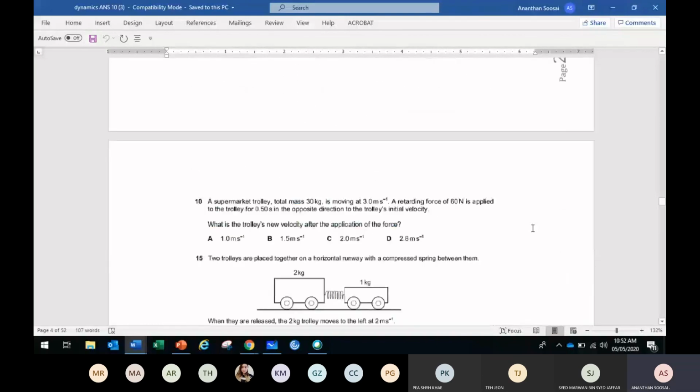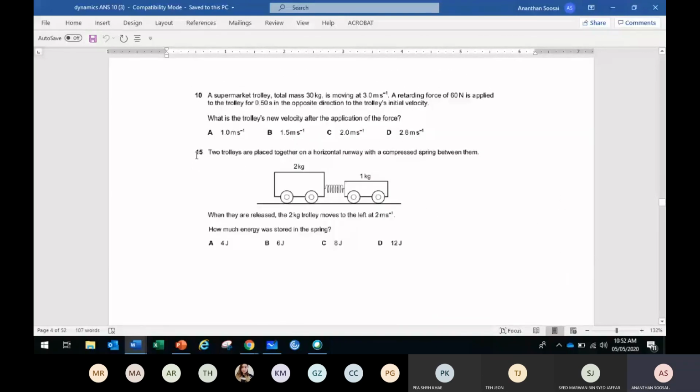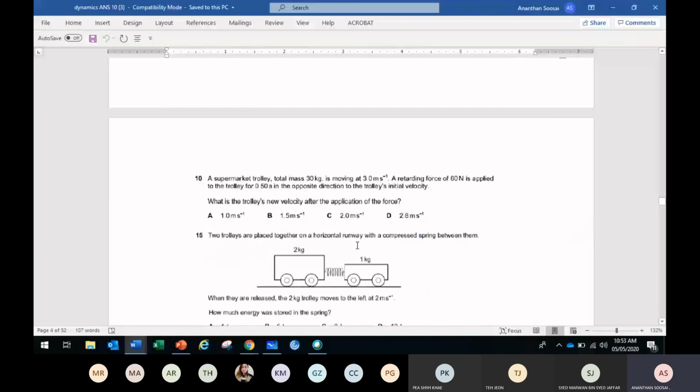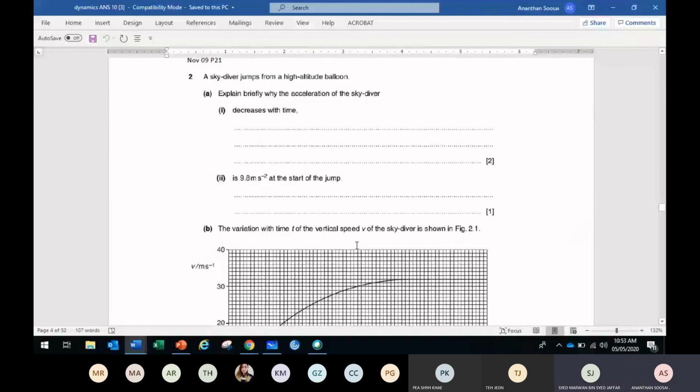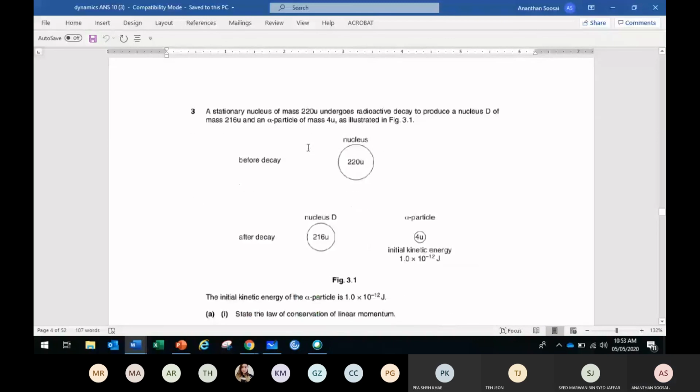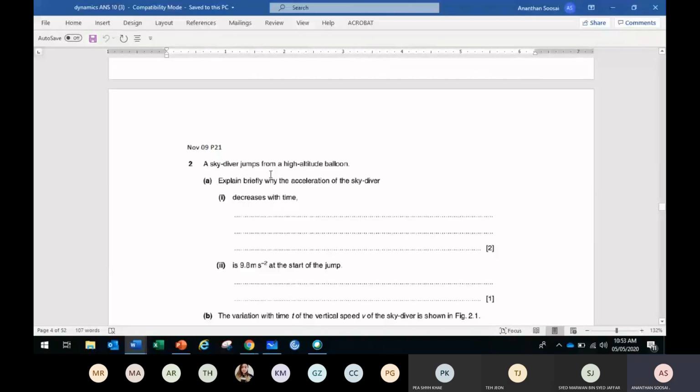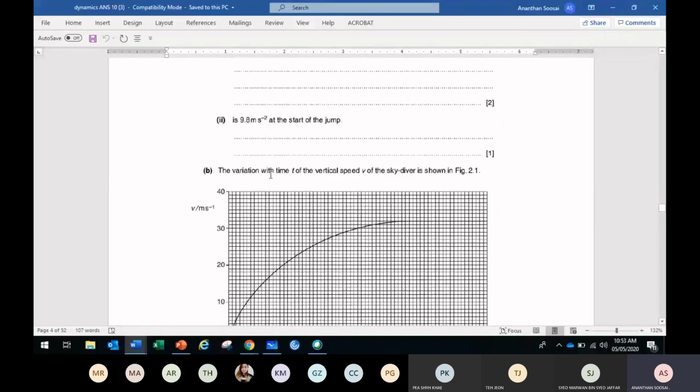Then try out question 15, and also 10, sorry. So 10, 15, and 9. These three long questions will be your work. And also the last one, November 9, paper 21, question 2, the structure question. At 12 o'clock I won't be around because I'm having training. Any questions so far?